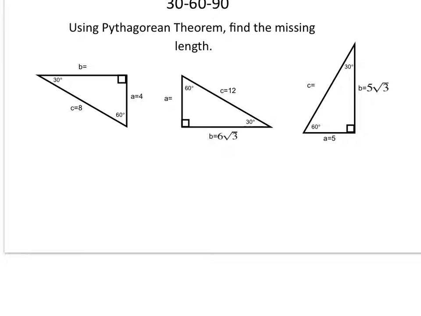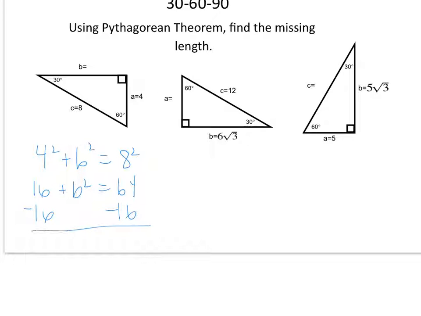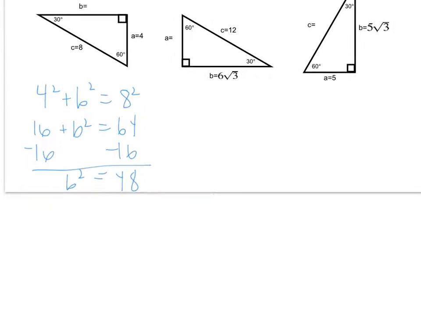So I know a leg and the hypotenuse in this example. And so what I'm going to do is say a squared plus b squared equals c squared. And 4 squared is 16 plus b squared equals 64. Subtract 16, and I get b squared equals 64 minus 16, which is 48. Now, again, we are not going to just take the square root of 48 and leave our answer as a decimal. Let's break the square root down.